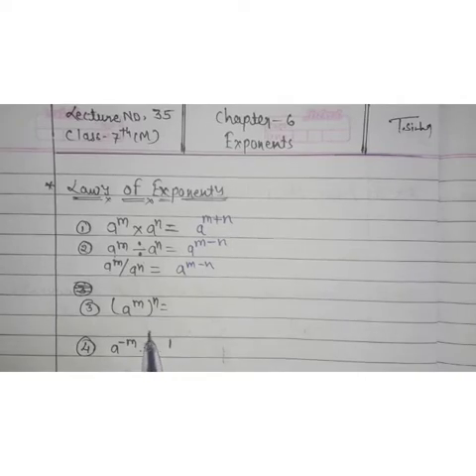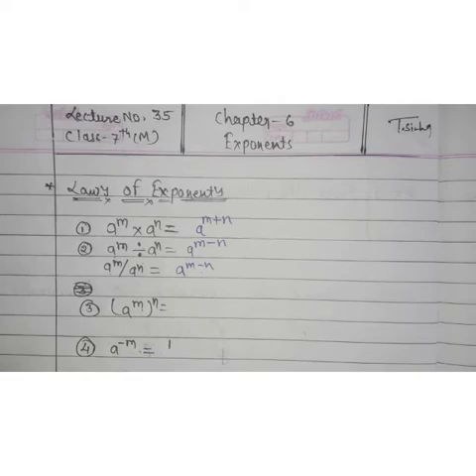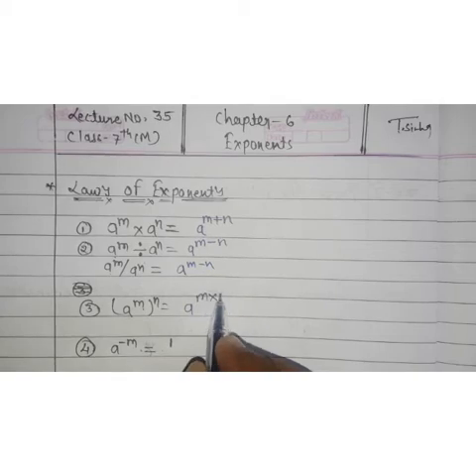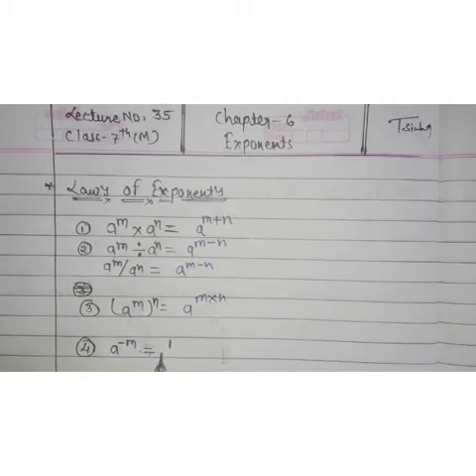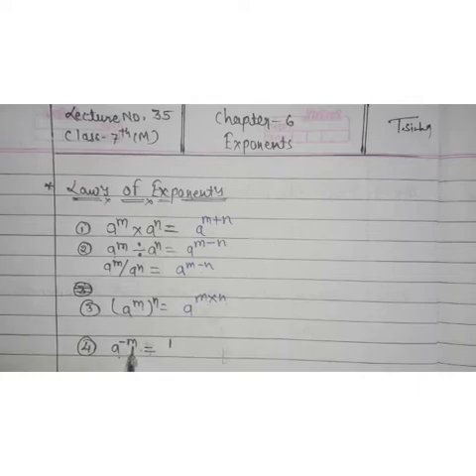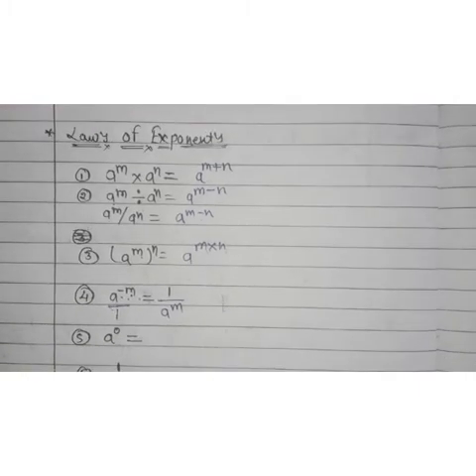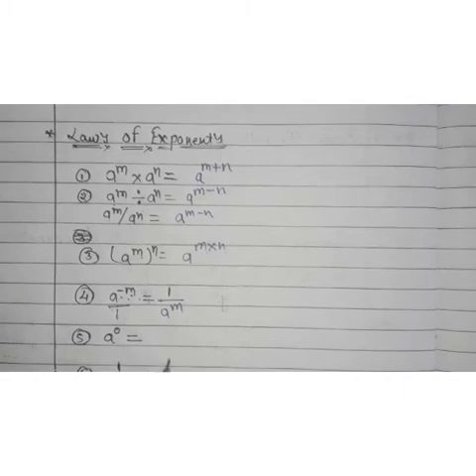Third rule: a to the power m, whole to the power n, is a to the power m into n. The powers will be multiplied. Then a to the power negative m: if any number's power is negative, then the power changes, the numerator moves to the denominator. And we know that any number to the power 0, the answer is always 1.